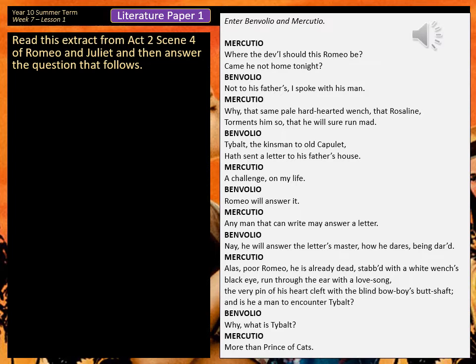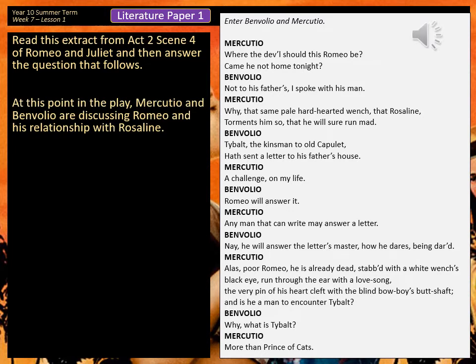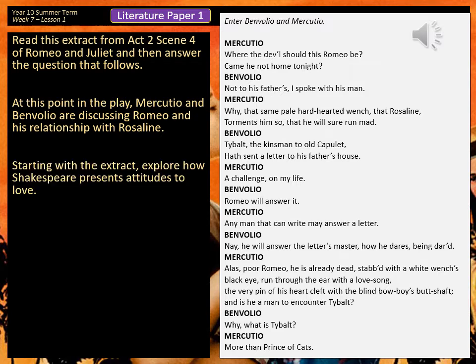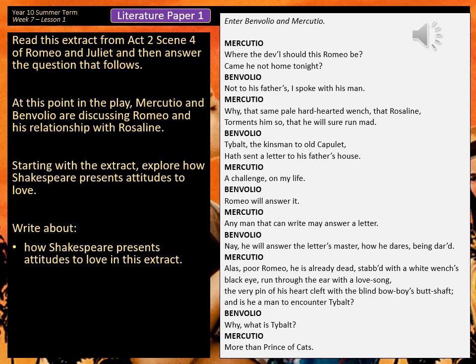This is the exam question that you're going to be answering. It says, read this extract from Act 2, Scene 4 of Romeo and Juliet, and then answer the question that follows. At this point in the play, Mercutio and Benvolio are discussing Romeo and his relationship with Rosaline. Starting with the extract, explore how Shakespeare presents attitudes to love. Write about how Shakespeare presents attitudes to love in this extract, and how Shakespeare presents attitudes to love in the play as a whole.